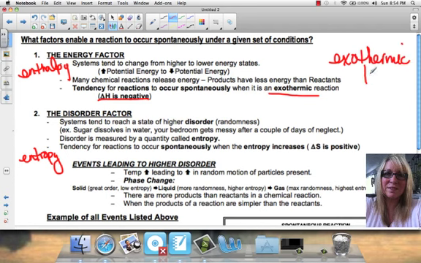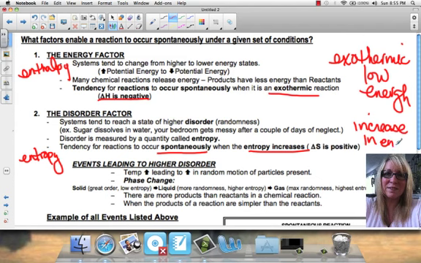because that is low energy, and we want an increase in entropy, which is disorder. So solid going to liquid or solid going to gas, any of those. Events leading to higher disorder, one could be an increase in temperature, which leads to an increase in random motion of particles, phase changes, as I just said.